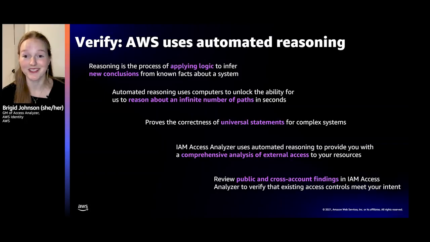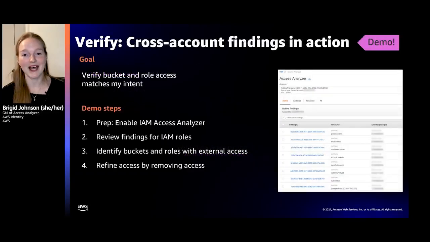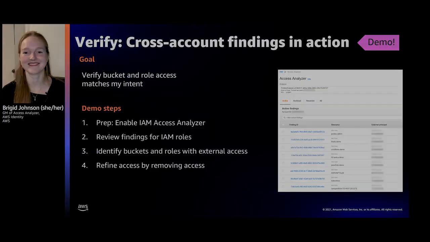The coolest part about this is that those first 4 things on the slide, you don't even know you're using automated reasoning, right? AWS does it all for you to make sure that our analysis is comprehensive. So let's check it out. We're going to have a demo, and I've already enabled Access Analyzer in my account, and I'm going to verify some bucket access and some role access to make sure it is what I intend. So let's go over to the demo and see what it's like.